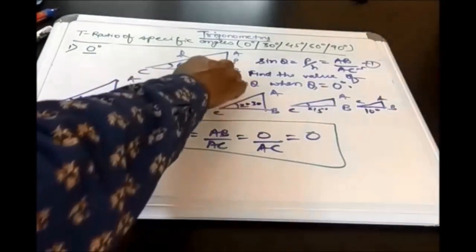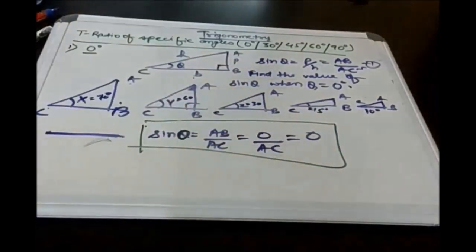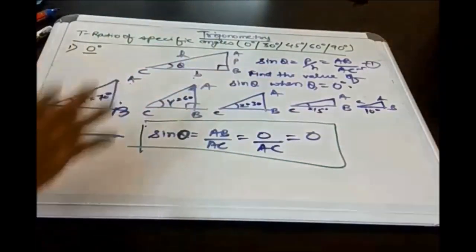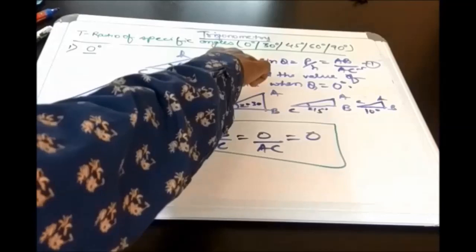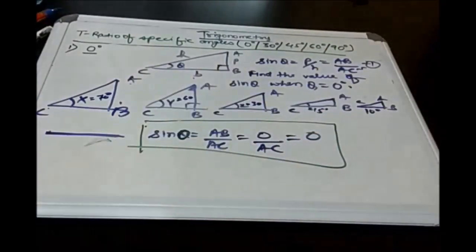In that condition, the point A has coincided with point B. Not actually coincided, it will not coincide, but point A, point B and point C will become concurrent, they will come in the same line and the angle will become 0, the length of AB will become 0. So AB has become 0. If you substitute the value of AB as 0 in this equation, that is sine of 0 degree equals 0 by AC, sine of 0 degree is 0 by AC equals 0. So we have derived the value of sine 0.